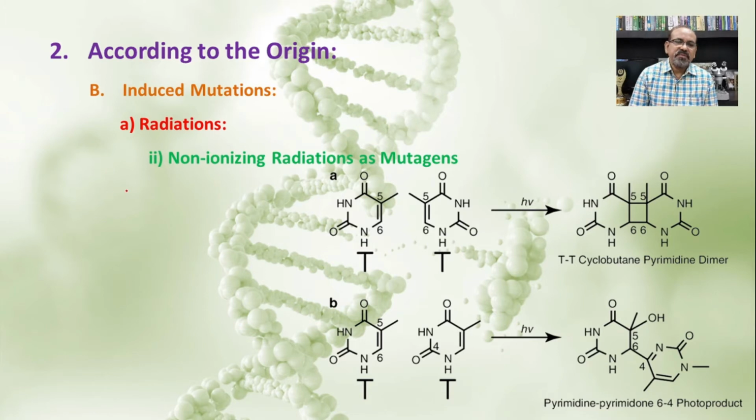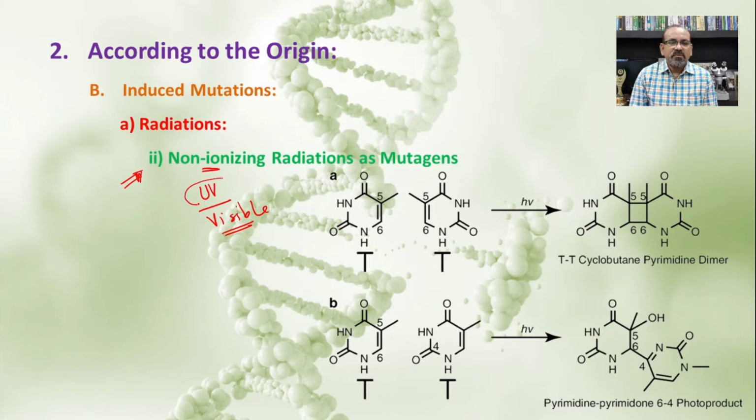The second type is non-ionizing radiations as mutagens. It means that these are not responsible for ionization, and hence they are known as non-ionizing radiations. Usually ultraviolet rays as well as visible light act as non-ionizing radiation mutagens.